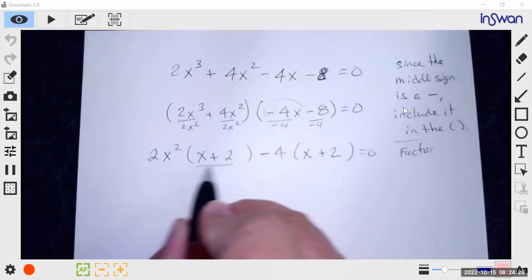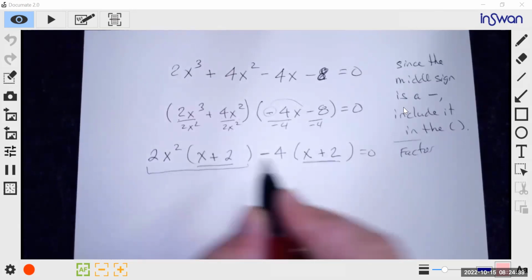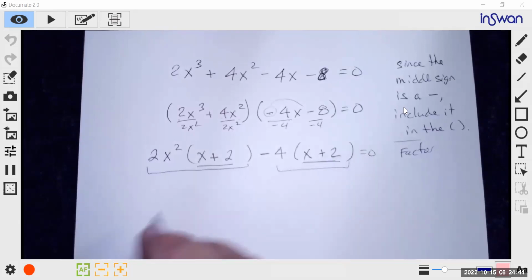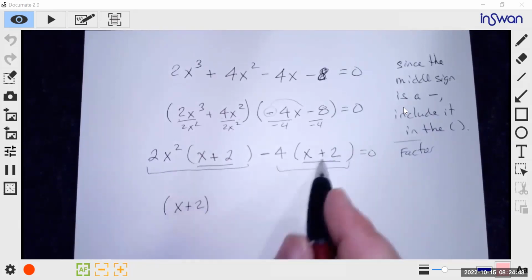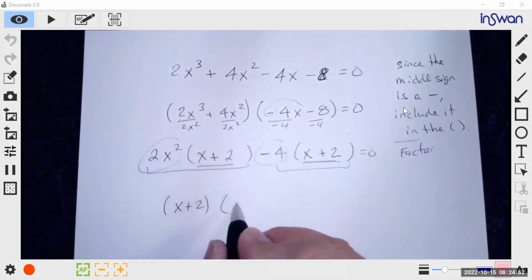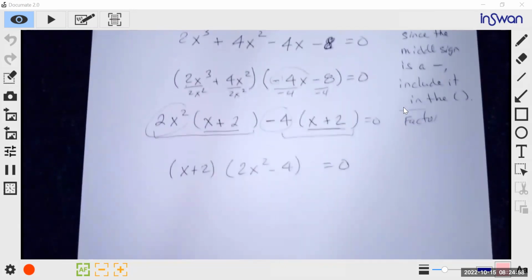What's important is whatever's inside the parentheses, you want them to be the same. Because in this first term and the second term, we have to factor out what's the same. They both have an x plus 2. Since they both have an x plus 2, we put whatever is in front, the coefficients, inside there.